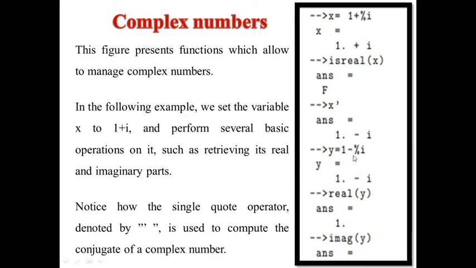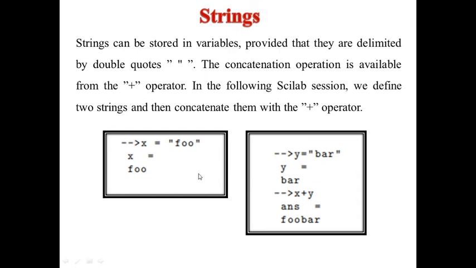Clear? Here you can see y equal to 1 minus %i. Whether it is a real value or not, it is a real value. 1 means what? True. It is a real value. Whether it has any imaginary value or not, no, it does not have any imaginary value. Clear about that? Okay. Next one is the strings.